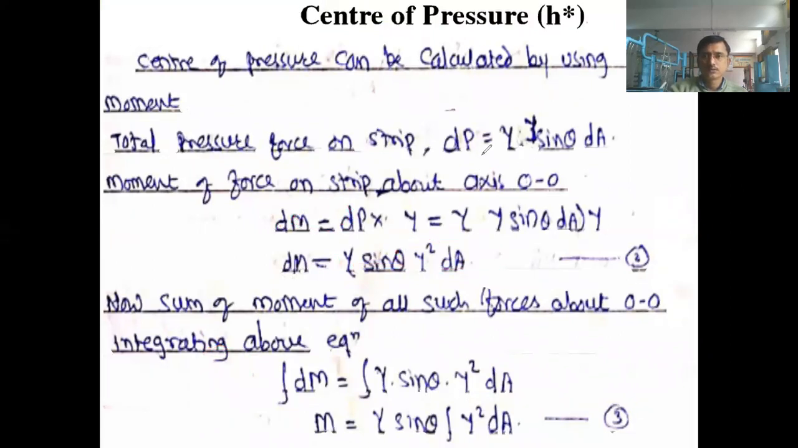So here dP is equal to gamma y sine theta. This is the total pressure. If I multiply this total pressure by the perpendicular distance of the total pressure force P, the distance between this total pressure and this 0, 0 axis, which is nothing but y star. So dm is equal to dP into y.